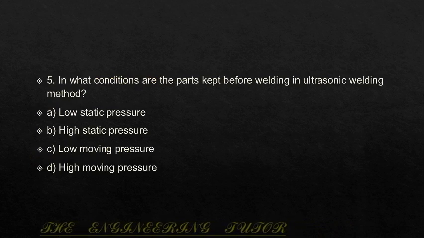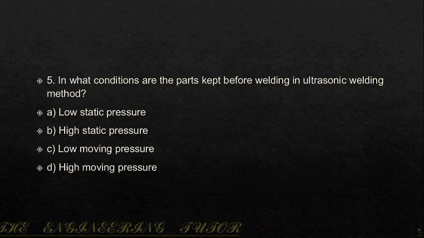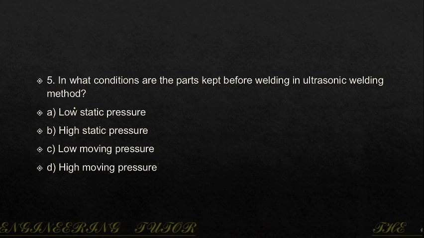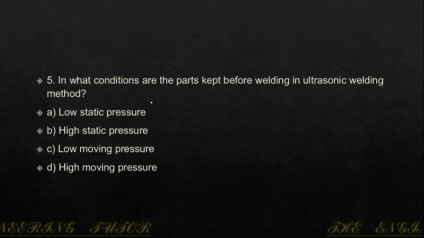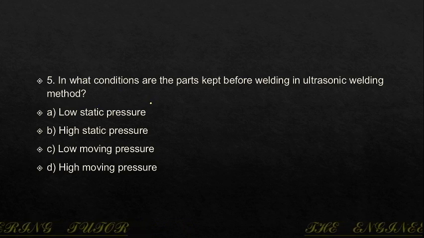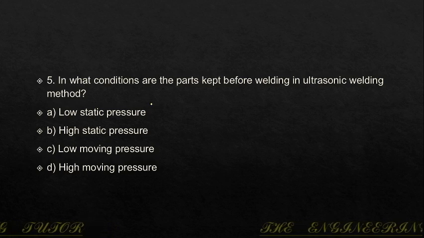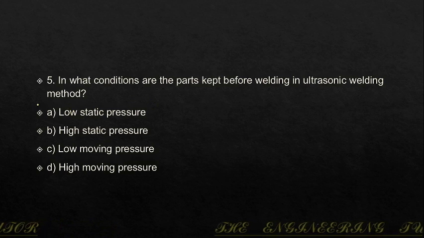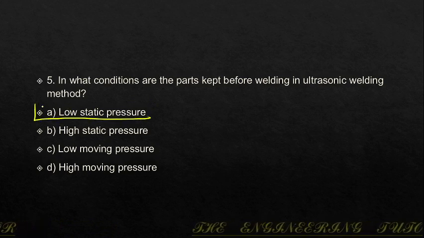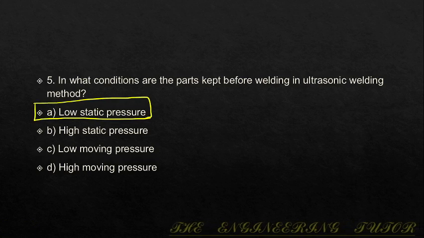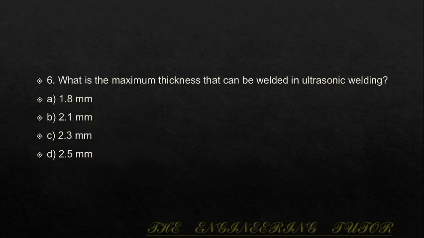In what condition are the parts kept before welding in ultrasonic welding methods? In the ultrasonic welding method, the parts which are to be joined are kept clamped to one another in between the supporting member and the welding tip. The clamping is done at a low static pressure.